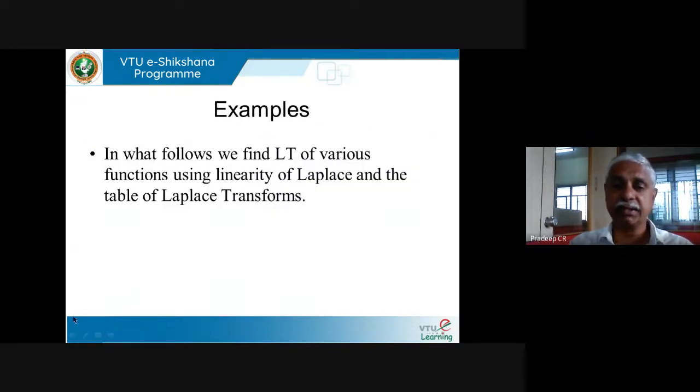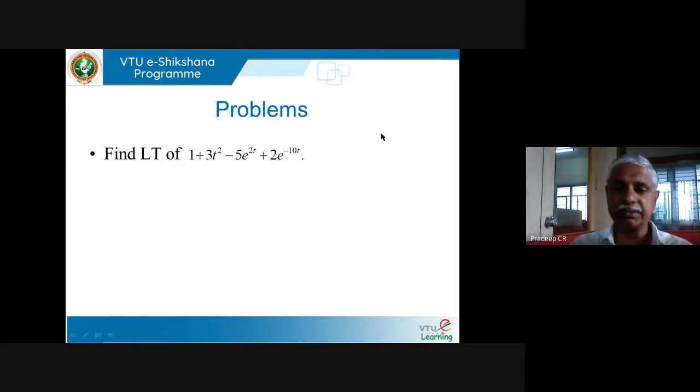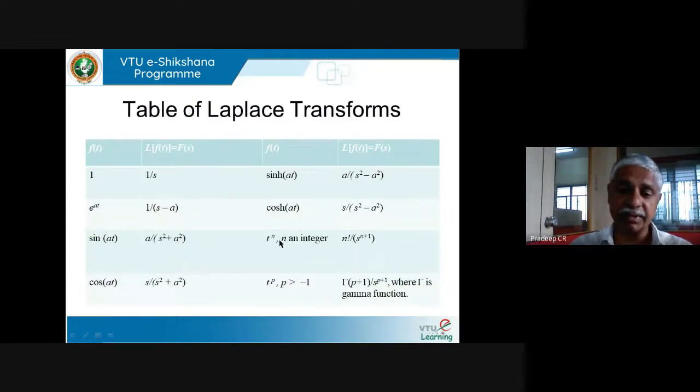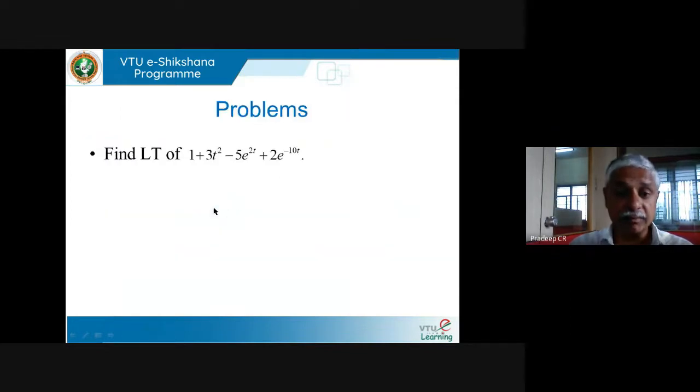So in what follows, we find the Laplace transform of various functions using linearity of Laplace and the table of Laplace transforms. That's what I've been telling you. So let us try to see this horrible function: 1 plus 3t square minus 5e to the power of 2t plus 2e to the power of minus 10t. This is a function of t. I want to find its Laplace transform. How do I do this? This is not part of the table. The table doesn't tell me how to compute the Laplace transform of 1 plus 3t square. The table just tells me about t square, it tells me about 1, but does it tell me about 1 plus t square? It doesn't tell me.